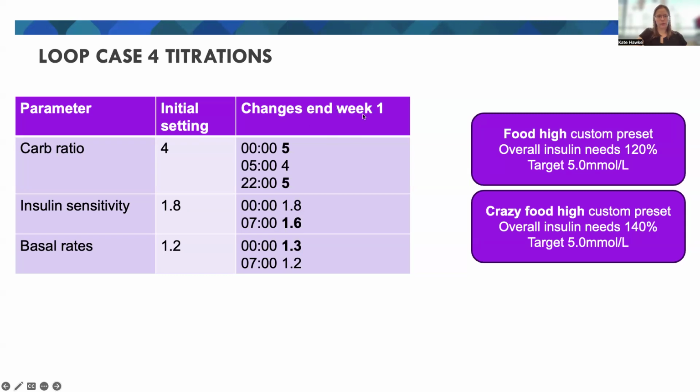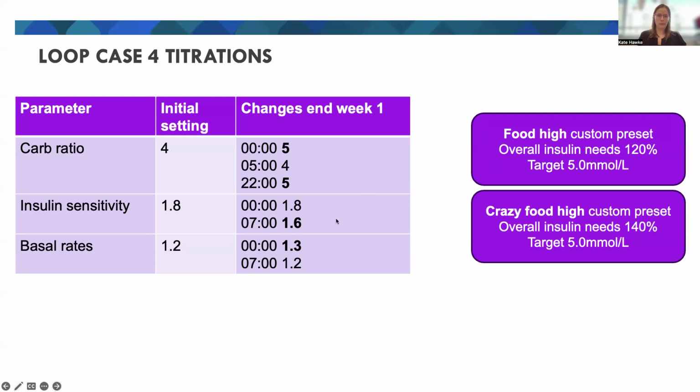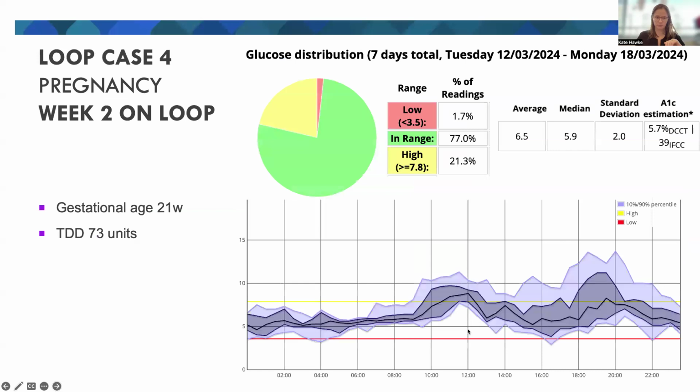So at the end of week 1, in response to seeing these patterns that we just looked at, we put the daytime ISF a bit stronger to 1.6, and put the overnight basal a bit higher. And then for this patient, she really was quite insulin resistant at this point, and we actually set up what she labeled her crazy food high custom preset, and this was an overall insulin needs of 140%. So a real boost to the basal and ISF in that post-meal setting.